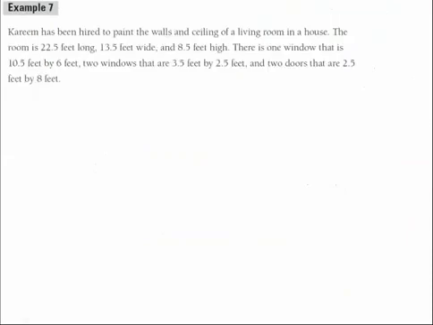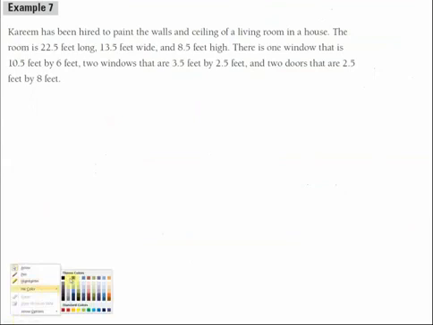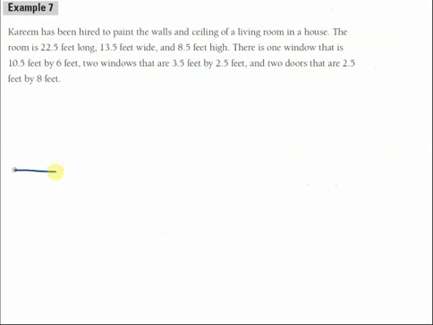All right. And I believe this is the last example of the lesson. In fact, it is. Kareem has been hired to paint the walls and ceiling of a living room. It's 22.5 feet long, 13.5 feet wide, and 8.5 feet high. So basically, we're going to assume this is one giant prism. 22.5 feet long. It's 13.5 feet wide. And height-wise, it's not very great, but whatever, 8.5 feet.